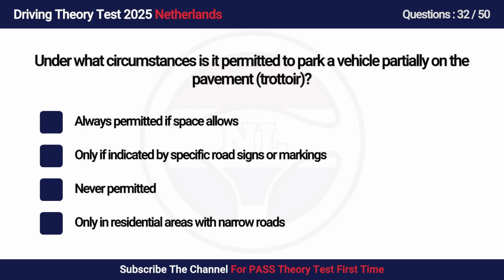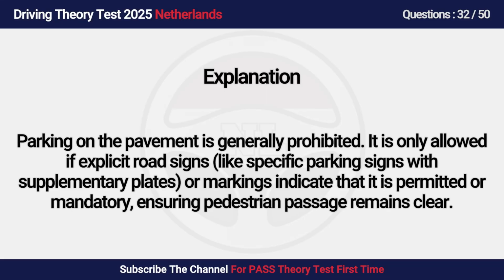Question 32. Under what circumstances is it permitted to park a vehicle partially on the pavement? A. Always permitted if space allows. B. Only if indicated by specific road signs or markings. C. Never permitted. D. Only in residential areas with narrow roads. Answer is B. Only if indicated by specific road signs or markings. Parking on the pavement is generally prohibited. It is only allowed if explicit road signs like specific parking signs with supplementary plates or markings indicate that it is permitted or mandatory, ensuring pedestrian passage remains clear.